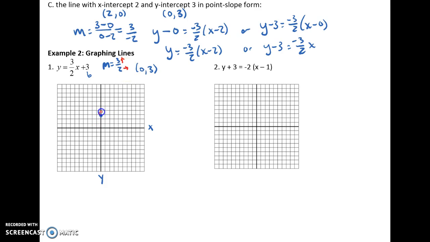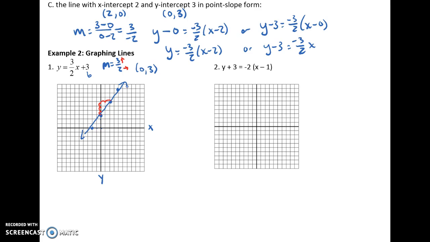So I'm going to go 1, 2, 3, and then 1, 2, and there's my next point, right? So 1, 2, 3, 1, 2. Again, you can also go backwards, so I can go down 3, 1, 2, 3, and then left 2, and that'll still complete my line. So you'll want to use a straight edge, put an arrow on both ends, and we know that line never ends, and there's your line.